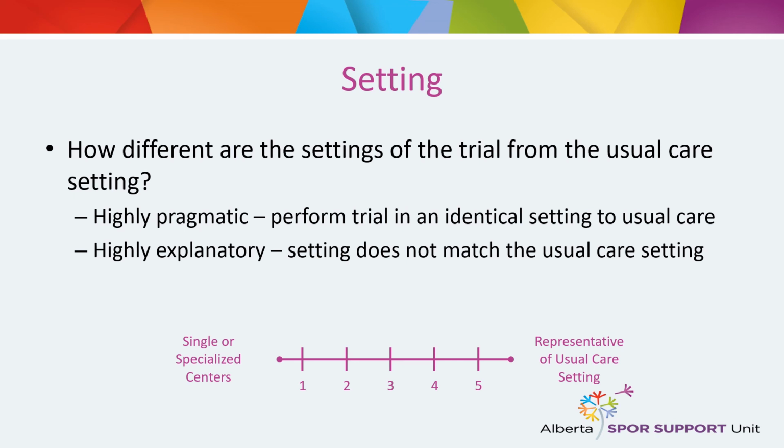The setting domain asks, where is the trial being conducted? Does the trial setting match routine clinical practice, and where will the results be applied? For example, implementing a trial in a setting identical to routine clinical practice will be the most pragmatic. A trial will be less pragmatic if the trial did not match the setting where the treatment will be administered. For example, selecting specialists in academic centers when the intervention is intended for primary care networks, or only performing the trial in a single center.